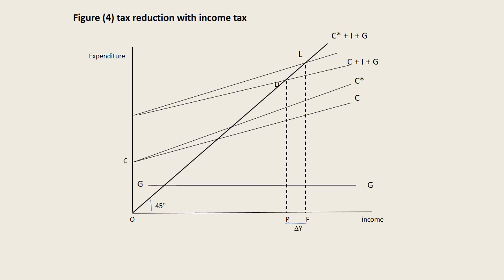As a result, the total income increases from OB to OF. The increase equals delta Y. Delta Y is represented by the horizontal distance BF.